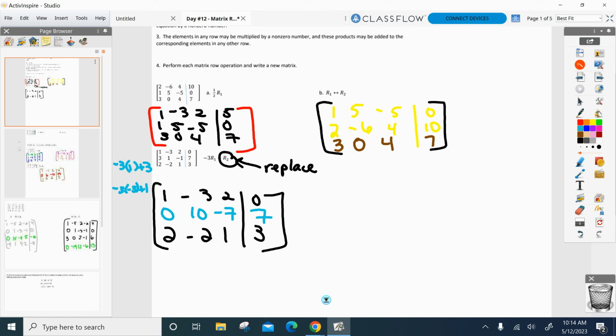Yes, Dylan. How do you like? I don't understand why it goes in the second row rather than the first row. Because you always replace the row you're adding on. Oh, okay, that's the rule. Okay, good. Now all the other rows stay the same.